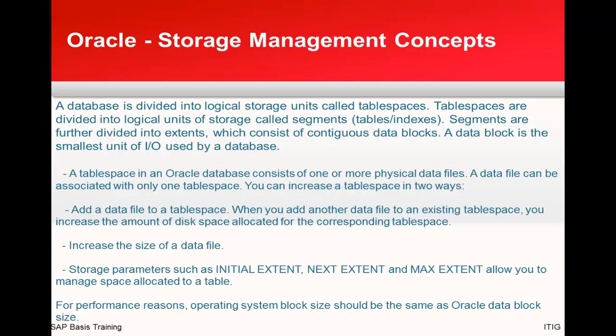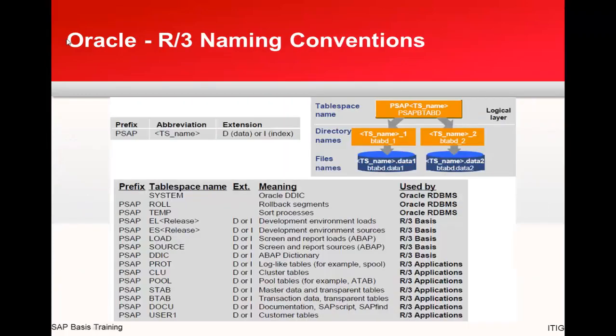Next is about the storage parameters. Basically there are a few things like the initial extent, the next extent, and the max extent, which allow you to manage space allocated to a table. For performance reasons, the operating system block size should be the same as the Oracle database block size. So that is about the storage aspects of it. Okay, let's go to the next slide.